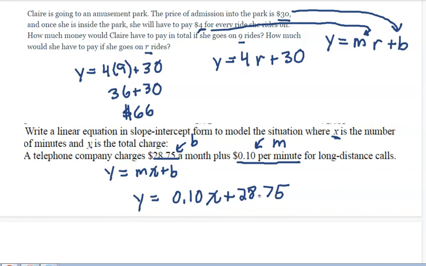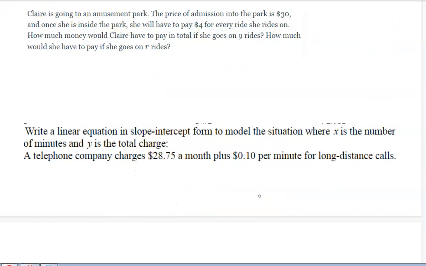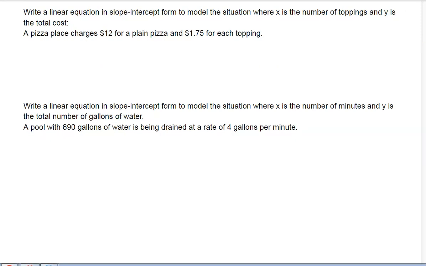Let's take a look at another couple examples. Last couple here. Write a linear equation in slope-intercept form to model a situation where x is the number of toppings and y is the total cost. Here we go, one of my favorite, the pizza problem. Again, we have y equals mx plus b. A pizza place charges $12 for a plain pizza and $1.75 for each topping. Well, you're only going to buy the plain pizza one time, so that's our beginning. Before we put any toppings on it, we have to pay for that. And then our slope is how much each topping costs.